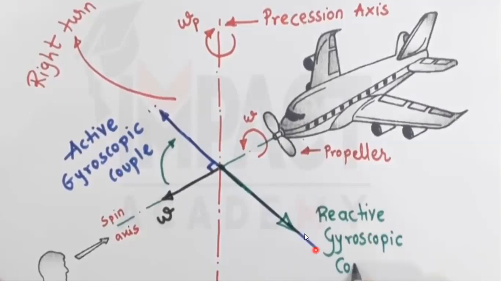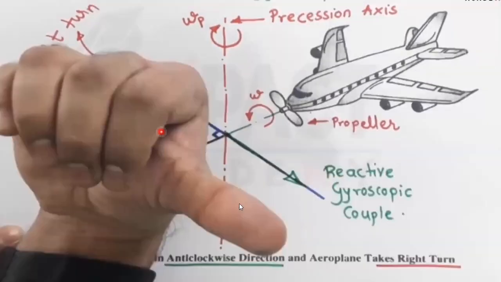So we have got this. Just keep your right hand, and this thumb will be denoting the direction of this arrowhead.